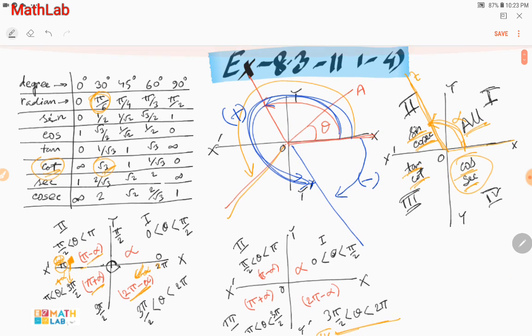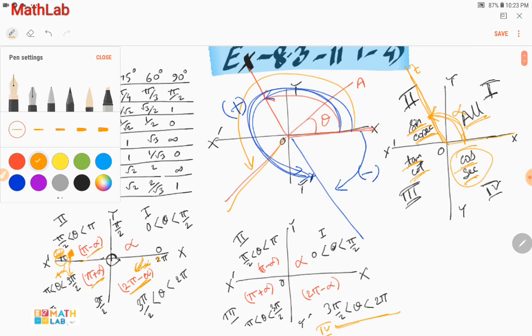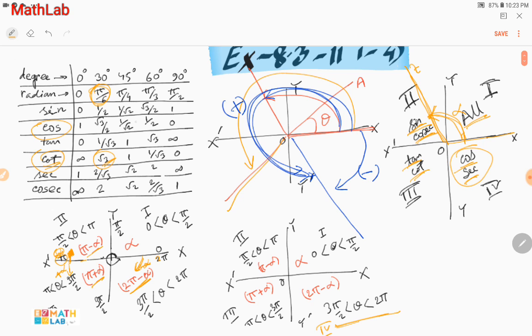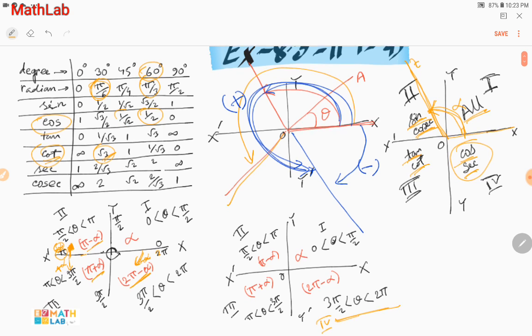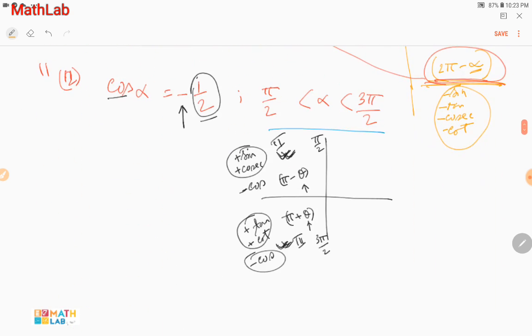So for what angle is cos half? Cos half is for pi by 3, that means 60 degrees. Okay, so we just do a rough: cos 60 degrees equals half, or cos pi by 3 equals half, that means theta equals pi by 3. So we have to calculate for these two.